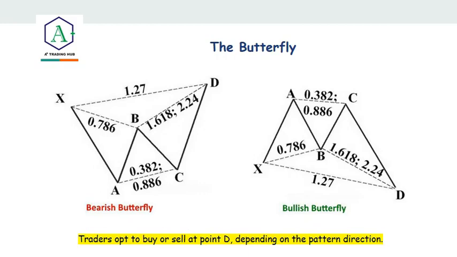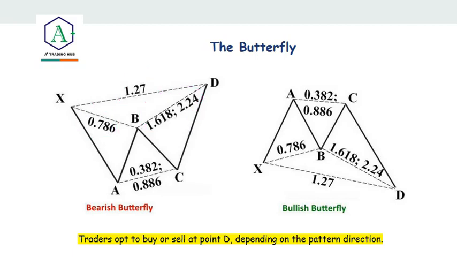So the next harmonic pattern we want to look at is the butterfly. Just as the name implies, if you look at it clearly, it looks like a butterfly. These are the wings, so it looks like the butterfly. So we also have the bearish butterfly and the bullish butterfly. These are the Fibonacci ratios for the butterfly. They are different from the Fibonacci ratios of the Gartley.